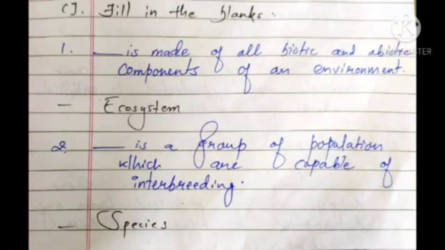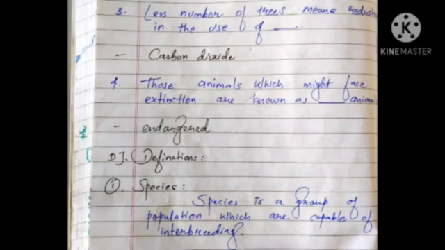Now talking about fill in the blanks, and the first one is dash is made up of all biotic and abiotic components of an environment, and the answer is ecosystem. Second one is dash is a group of population which are capable of interbreeding. Answer is species. Less number of trees means reduction in the use of dash, and the answer is carbon dioxide. Those animals which might face extinction are known as dash animal, and the answer is endangered.